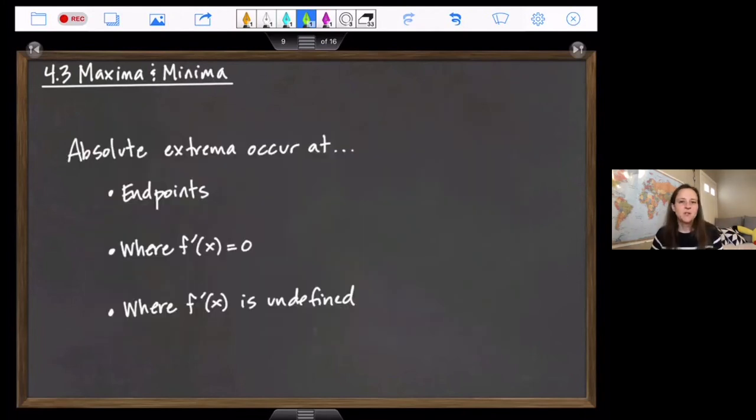So maybe you didn't notice as we were going through all those graphs, but all of our absolute maximums and minimums, or our absolute extrema, happened at one of 3 different kinds of places. We were either at an endpoint, one of those big filled in dots, or where f prime of x is equal to 0, where we have a horizontal tangent, or where f prime of x is undefined.